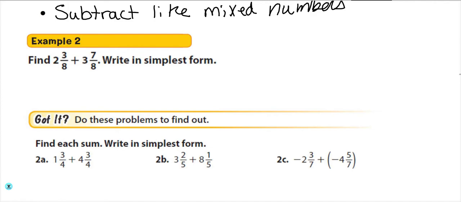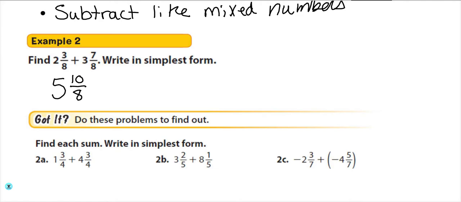So let's take a look. We have 2 3/8 plus 3 7/8. As long as your denominators match, you're good to go. And we are, so we're good. What we're going to do is put the whole numbers together first. So we're going to take 2 plus 3, which makes 5. Okay, that part's easy. Now we're going to take 3 plus the 7, so that's going to give you 10. And then we have 8 on the bottom.